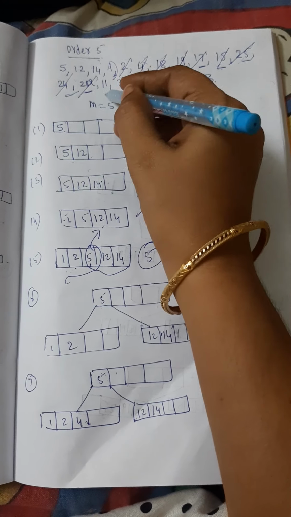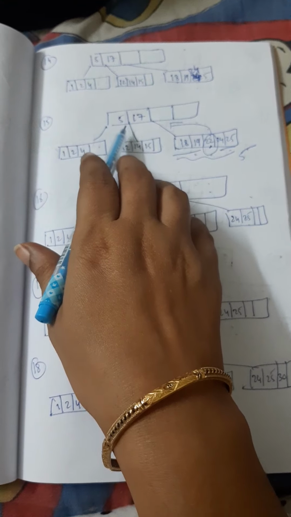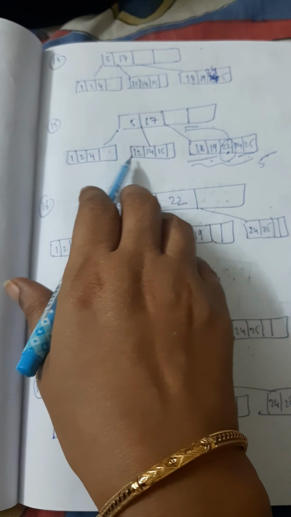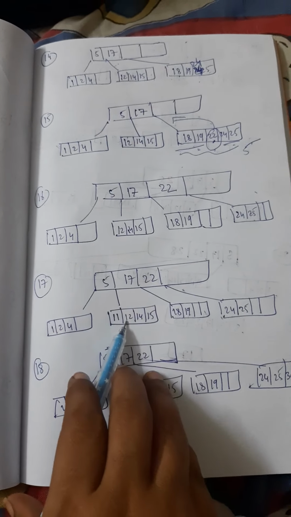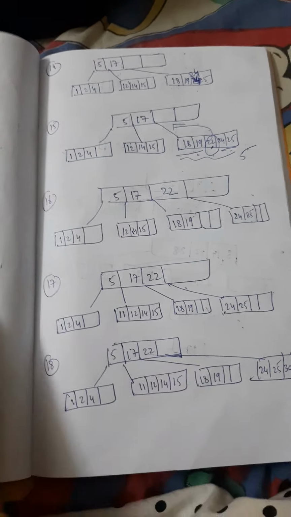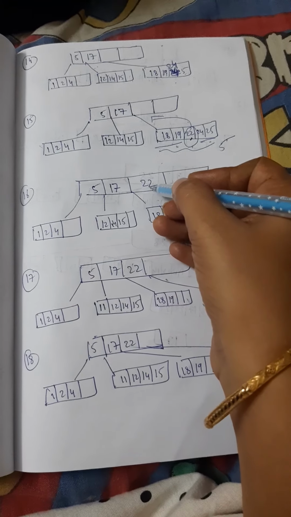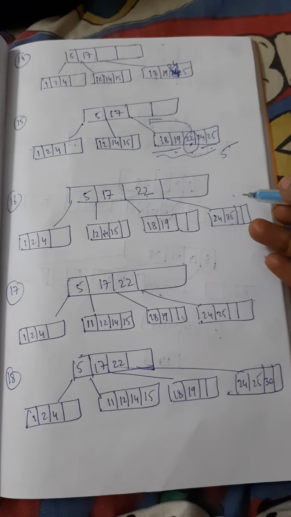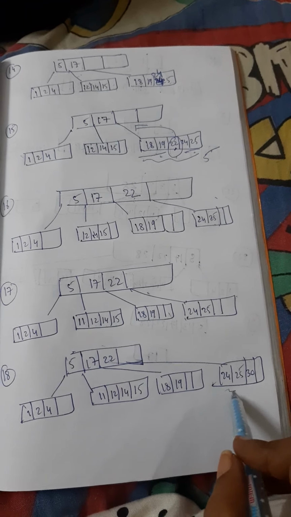Now come to 11. 11 is less than 17. So since 11 is less than 17, the 11 comes to the left child of 17. Now this is 11. Now next you have is 30. So again you compare. 30 is greater than 22. So since 30 is greater than 22, 30 will become the right child.